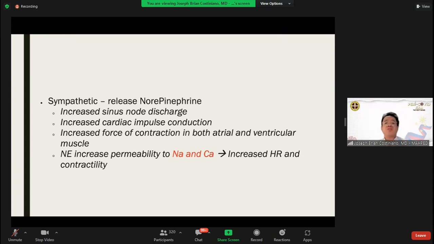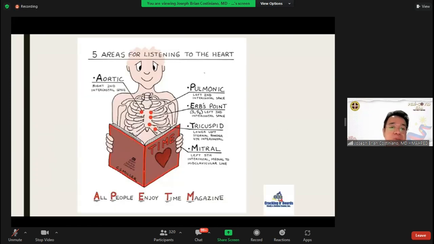It's actually sodium or calcium. Sodium or calcium for sympathetic nerve fibers. Okay. Enough of that. Let's go to the different heart murmurs. So, just always remember PMAT.